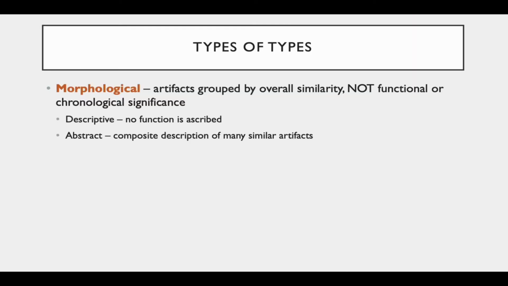Types of types. The first being morphological. Now these are artifacts that are grouped by their overall similarity, but are not functional or have any chronological significance. So these are descriptive and abstract groupings. So there's no function ascribed to the categories that we're creating. And they are abstract enough to apply to many similar artifacts without each artifact itself being its own category. That's not going to be very useful either.